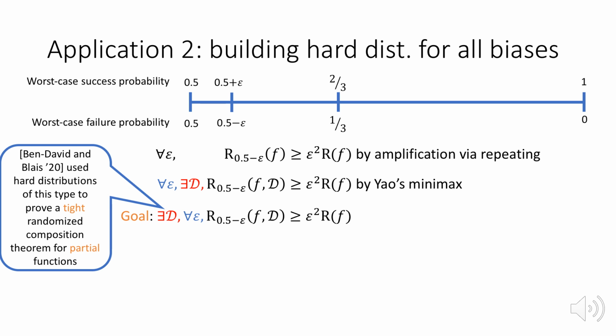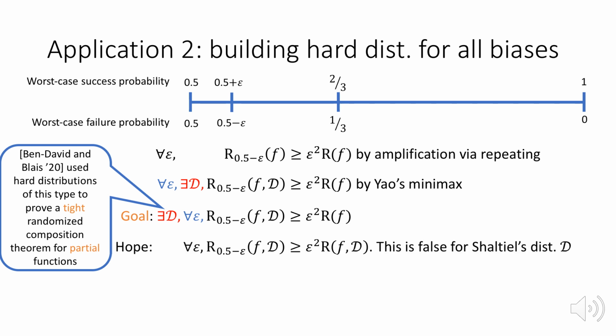In a very recent work, Shalev Ben-David and Eric Blais used this type of hard distributions to prove a tight randomized composition theorem for partial functions. So the question is, how do we construct such a distribution? Here's one potential way to do it. We simply choose D as the hard distribution for R of f obtained by Yao's minimax, and hope that is also hard for all biases epsilon. In other words, we wish to show an amplification claim for this particular distribution D. That is, achieving bias epsilon on D requires epsilon squared times R of f queries.